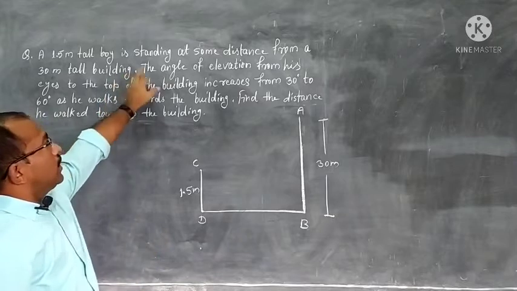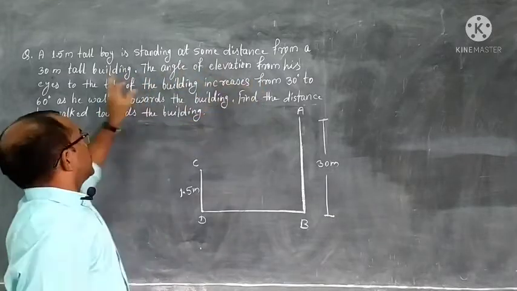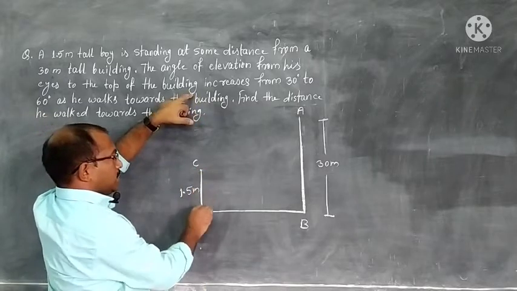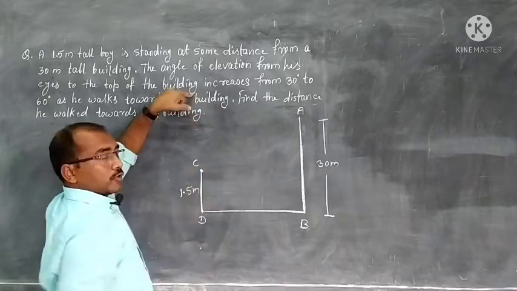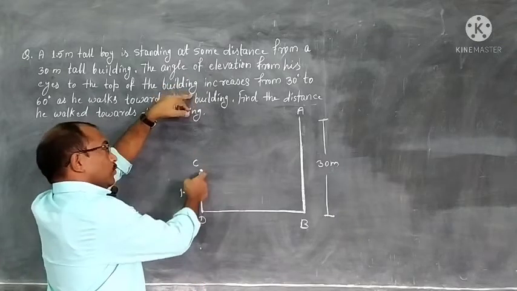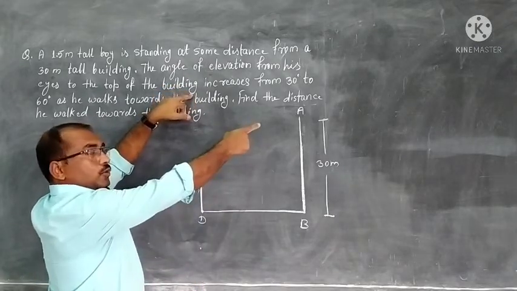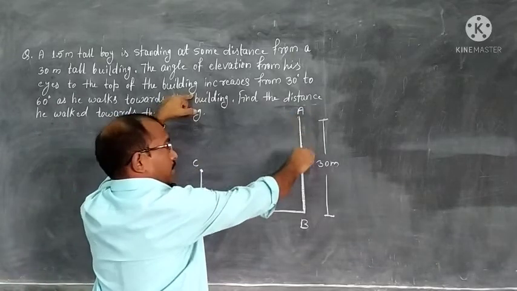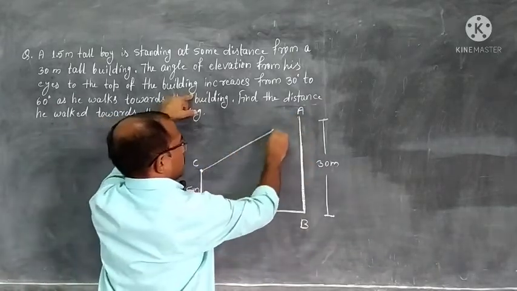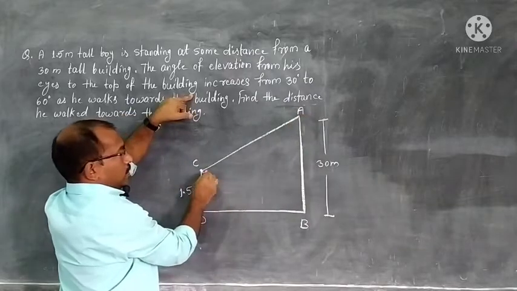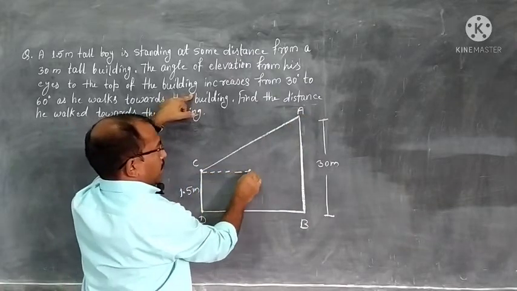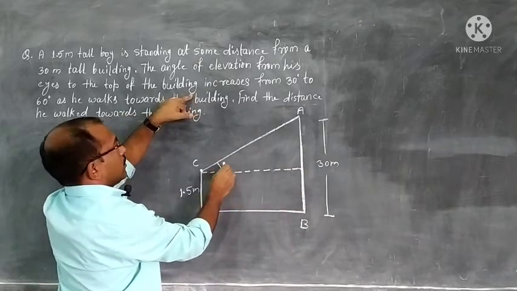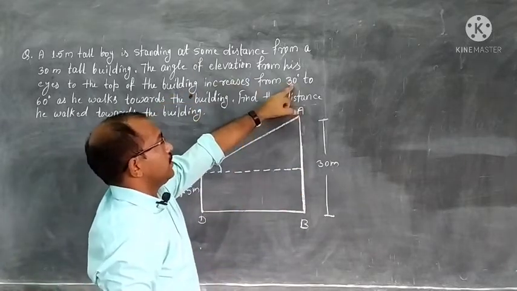Next, what do we have? The angle of elevation from his eyes to the top of the building. So, the boy is standing, this is the height, so his eyes will be here more or less. The boy looks at the top of the building. Angle of elevation means the building is taller than the boy. So, the angle of elevation is formed. So, along the line of sight, the angle will be formed here. How many degrees? 30 degrees.